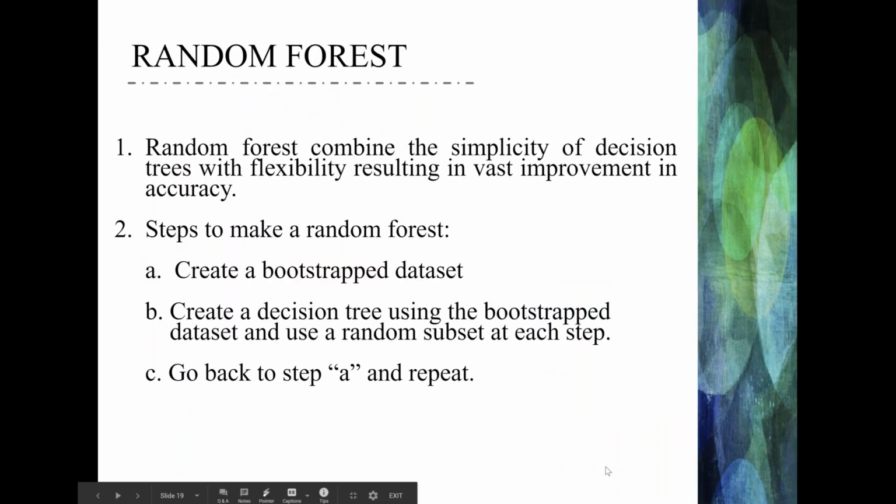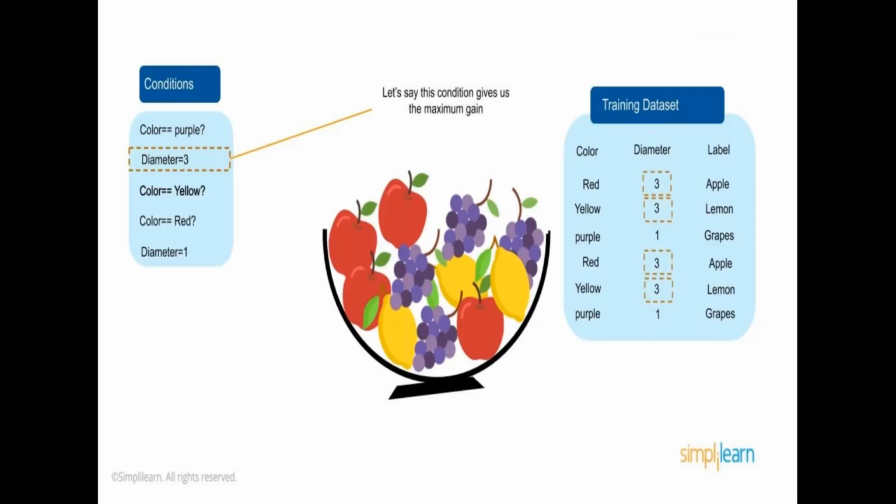Random forest is a learning method that operates by constructing multiple decision trees. The final decision is made based on the majority of trees and is chosen by the random forest. Now, to understand how this works, let's take an example.